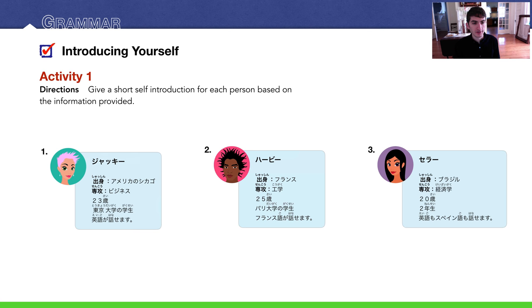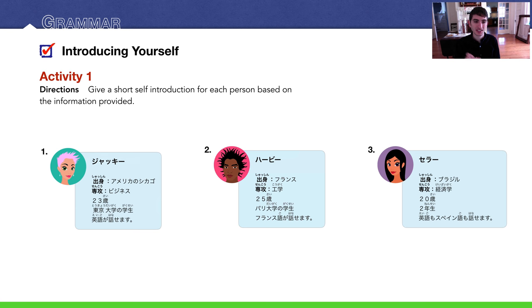Okay, number one, Jackie. 出身 is America no Chicago. So America no Chicago, remember Japanese goes from broad to specific, so from bigger to smaller. America the country to the specific city, Chicago. This is like saying Chicago, USA. Same thing. So 出身 is America no Chicago.